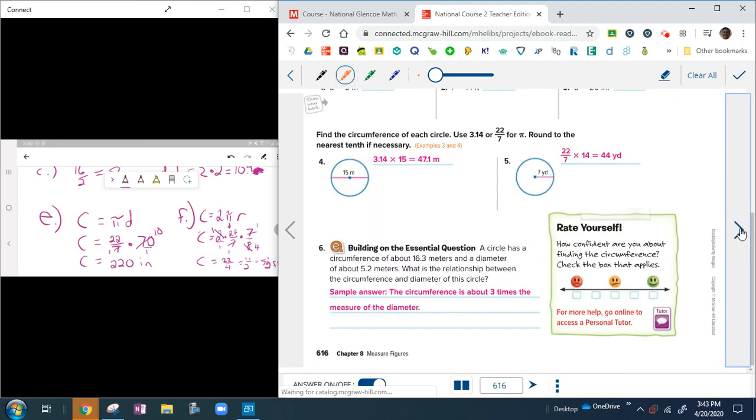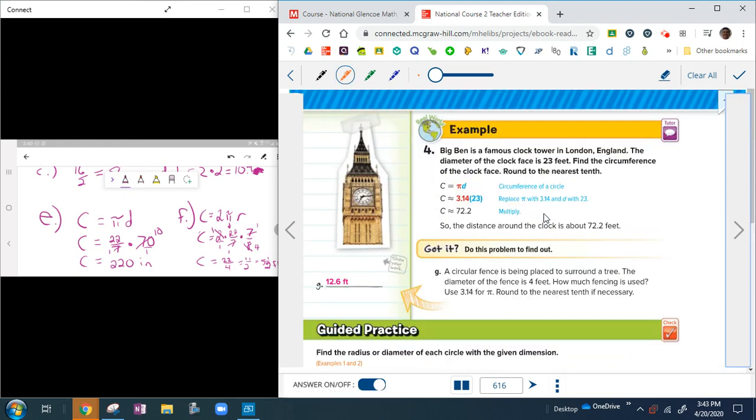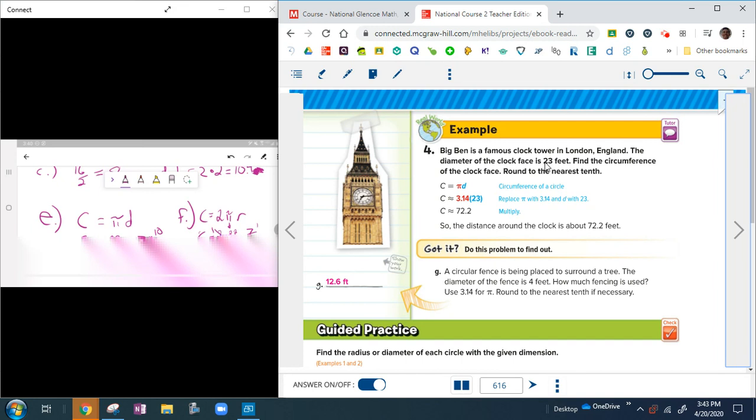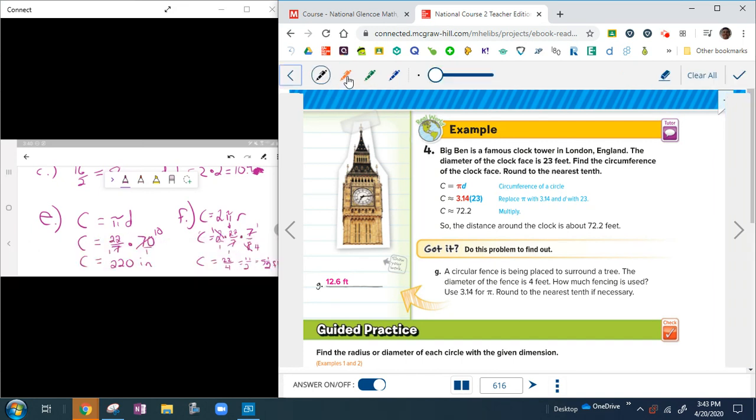All right, now we have up here a problem where we'll be using the approximation of 3.14 for pi, instead of 22/7. The reason is because the diameter given here is 23 feet, of this big famous tower clock called Big Ben. We're trying to figure out the circumference, so the distance around the outside.